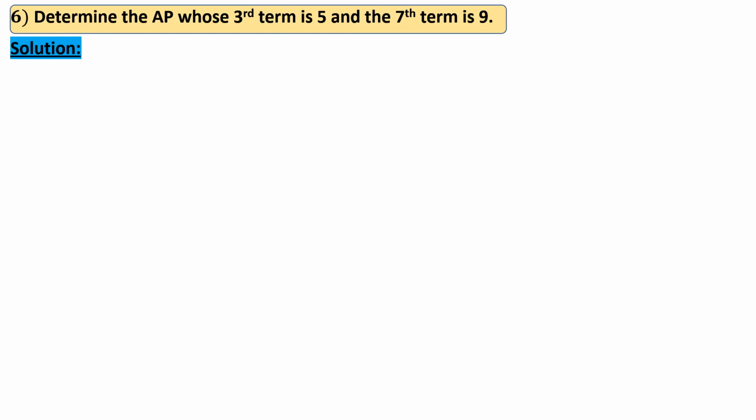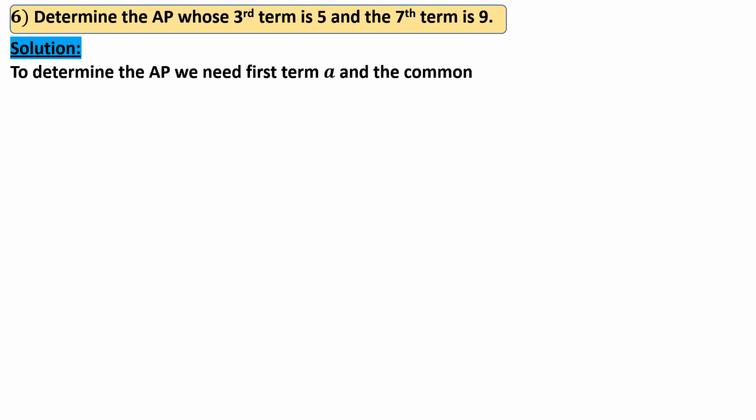Sixth example. Determine the AP whose third term is 5 and the 7th term is 9. To determine the AP, we need first term A and the common difference D. Given that A3 equals 5 and A7 equals 9.